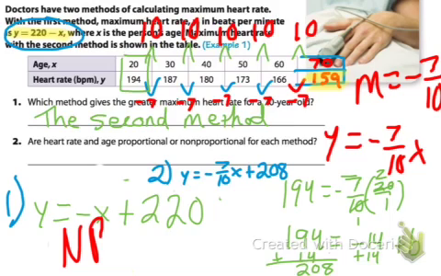And since both of these have b's, neither method shows proportional relationship.